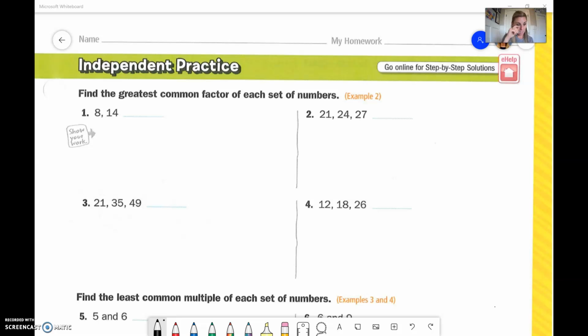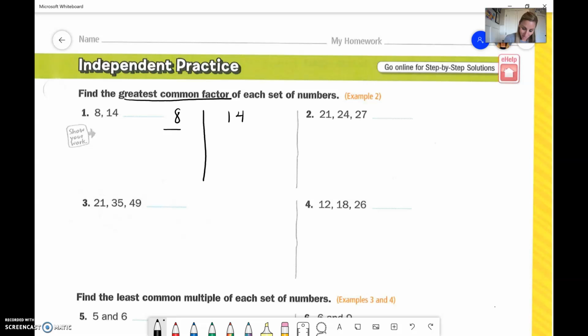So we're going to go ahead and get started, and we're going to take a look at 8 and 14. On this one, we're finding the greatest common factor. So on number 1, we're finding the greatest common factor. So we are going to list out the numbers that you can multiply together to get 8 and 14.